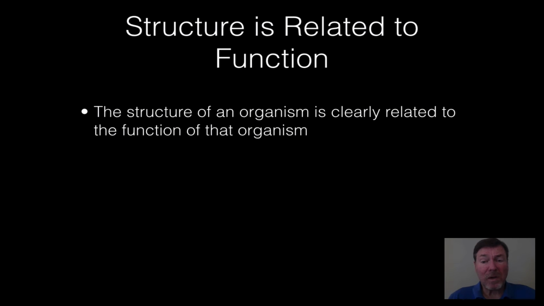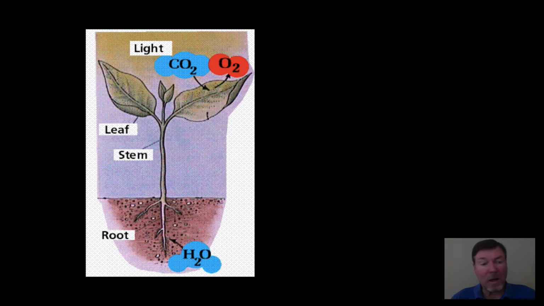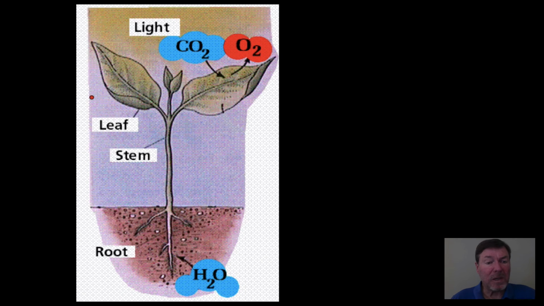The structure of an organism is clearly related to the function of that organism. For example, you have here a plant where you can see the leaf is a flat, broad structure, and it's flat and broad so that it can absorb more of the sunlight for photosynthesis, and it allows that leaf to absorb as much sunlight as possible because of the increased surface area.